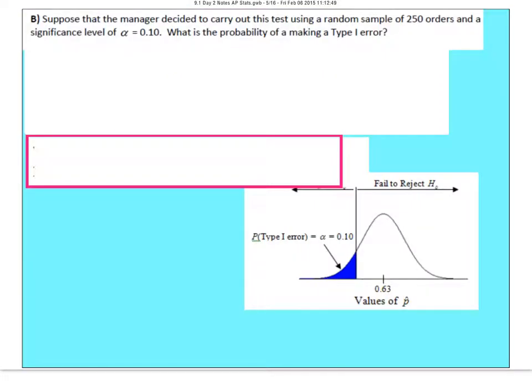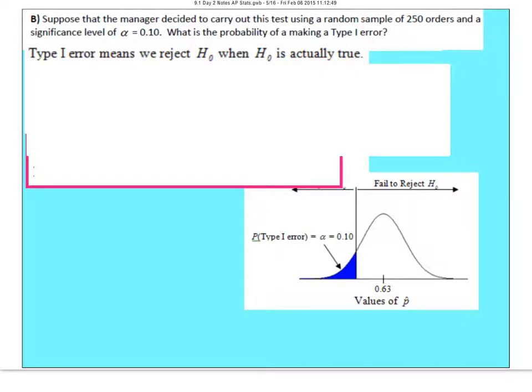In part B here, suppose the manager decided to carry out this test using a random sample of 250 orders at a significance of 10%, or his alpha. What is the probability of making a type 1 error? So let's again just redefine type 1 error. Type 1 error means we reject H sub O when H sub O is actually true.